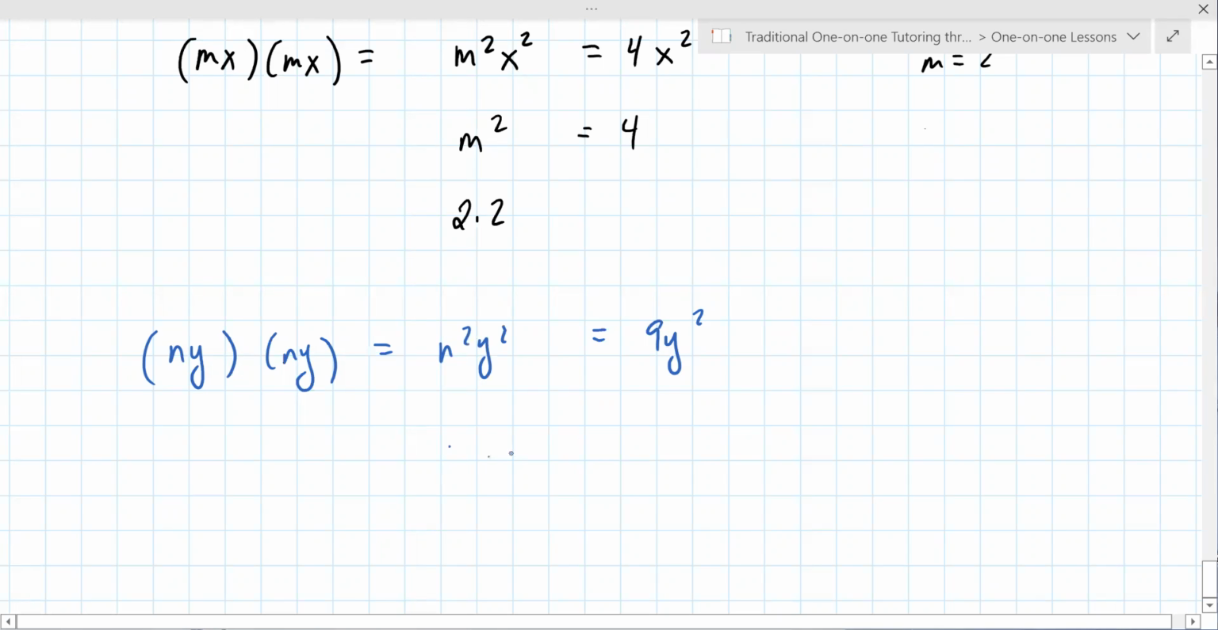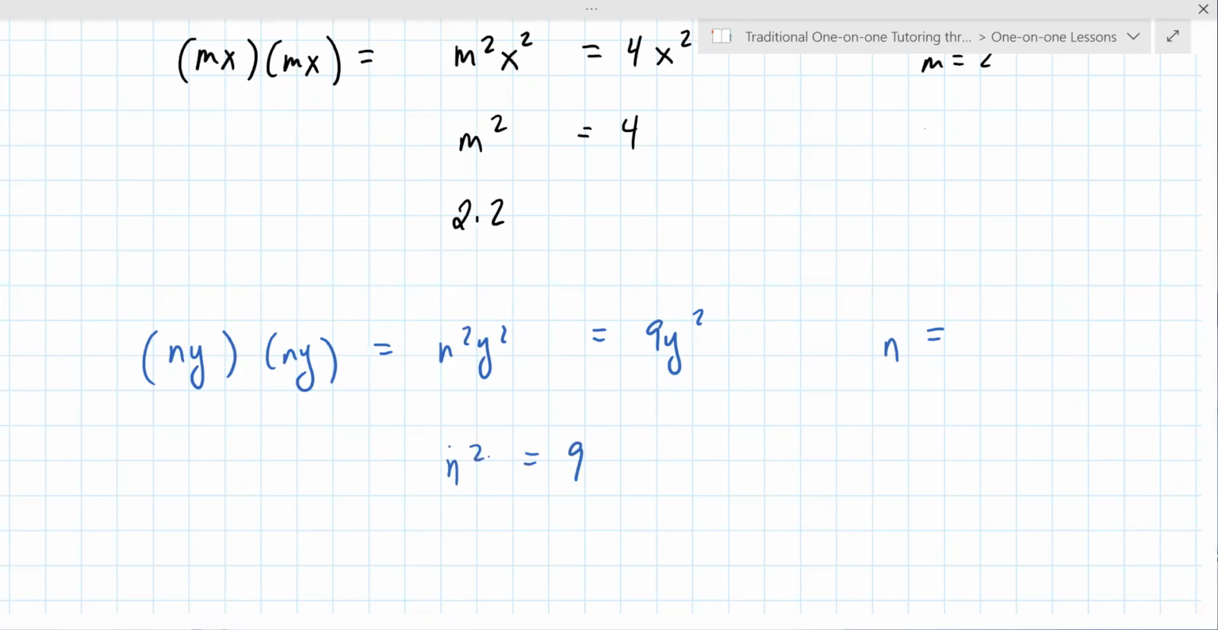Okay, so what is the value of n in this problem? 3. Yes. It took me a second.